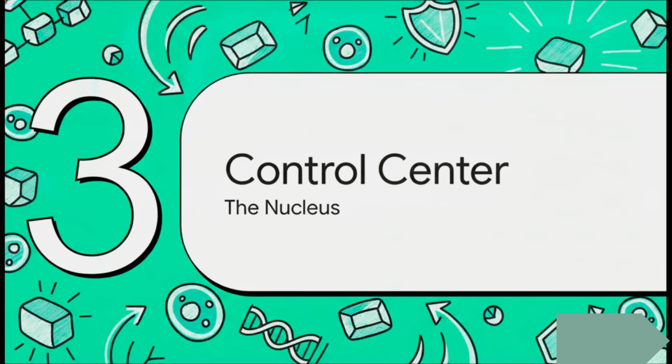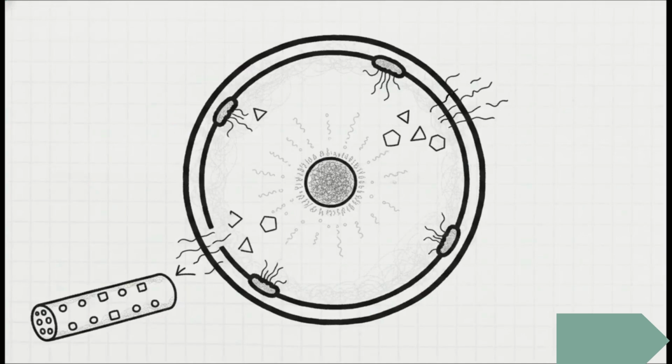All right, Section 3, Control Center, the nucleus. This is the central government, the highly secured vault where the ultimate instructions for every single function in the city are stored and heavily protected. This nucleus is wrapped in a double-membraned nuclear envelope, and it is studded with these highly selective pores. The import-export rules here are incredibly strict.